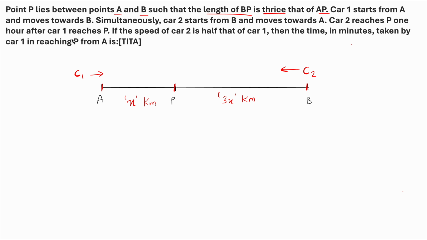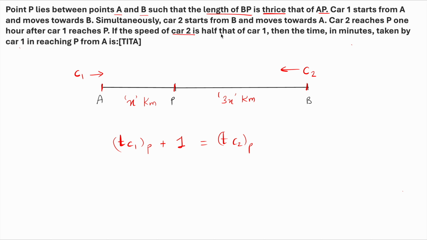Car 2 reaches P 1 hour after car 1 reaches P. Basically, the time taken by car 1 to reach P, if you add 1 to this, you get the time taken by car 2 to reach P. This is what we have been given. Further, if the speed of car 2 is half that of car 1, then the time in minutes taken by car 1 in reaching P from A.